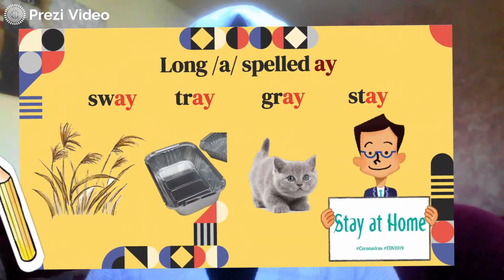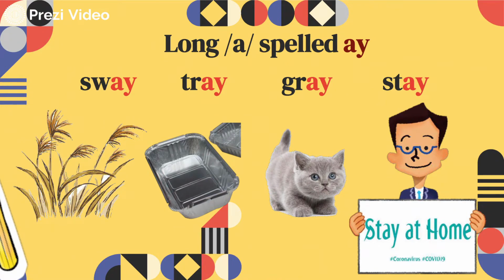Next, I have words with AY at the end, as in sway. To sway means to move from side to side. Okay, this is the word sway. Okay, sway, it's a verb. For example, here you can see the wheat sways because of the wind, for example.